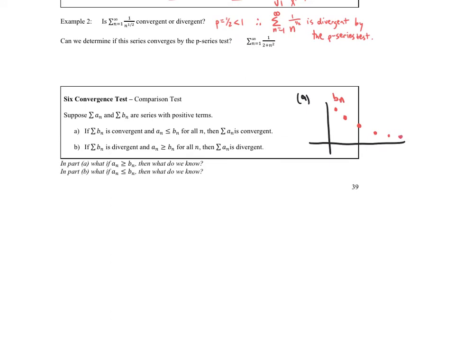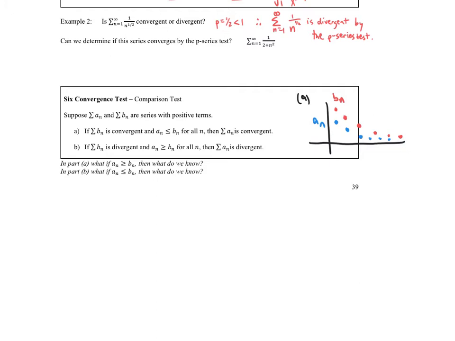And it's all positive, keep in mind. If A sub n is less than B sub n for all values, then we can visually see that B sub n sort of squeezes A sub n to converge. And that makes some intuitive sense, I hope.